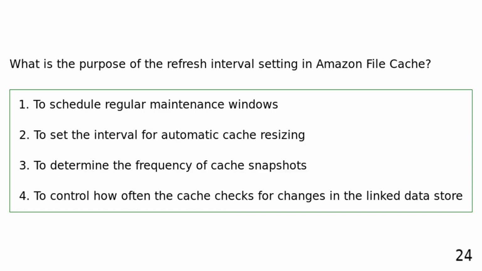What is the purpose of the refresh interval setting in Amazon File Cache? To schedule regular maintenance windows. To set the interval for automatic cache resizing. To determine the frequency of cache snapshots. To control how often the cache checks for changes in the linked data store.